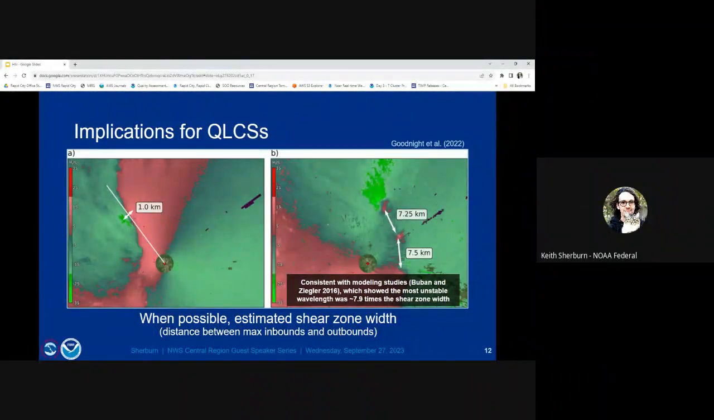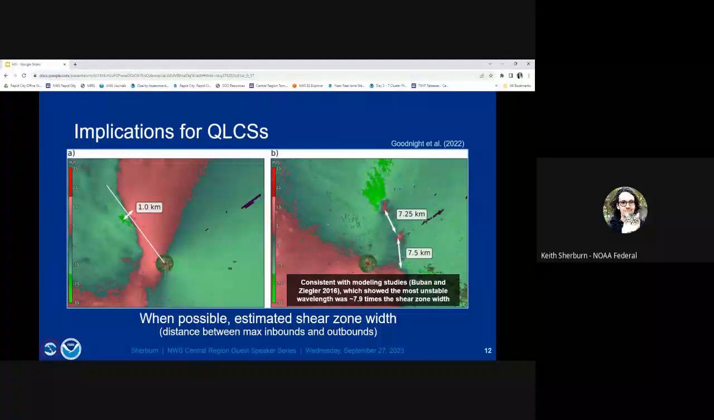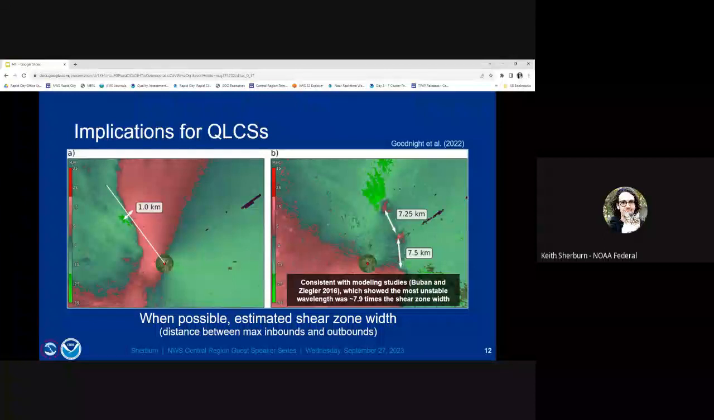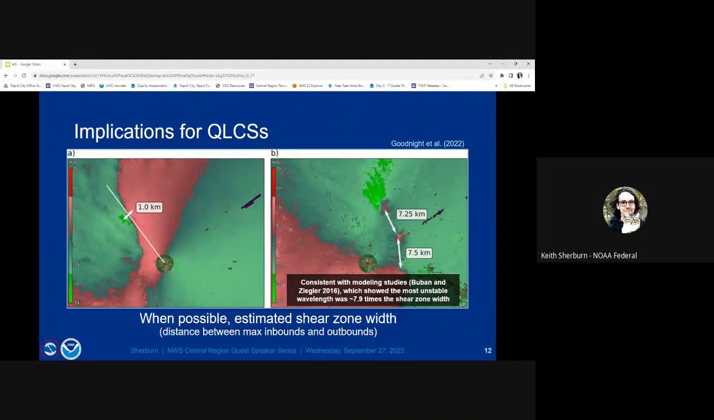So similar to Conrad and Knupp, Goodnight et al. did attempt to estimate the shear zone width in order to provide further support for the release of HSI. This was assuming that radar data was sufficient to do so. And as noted before, there was that modeling study back in 2016 that showed the most unstable wavelength was about 7.9 times the width of the shear zone, give or take a kilometer or so. And you can see this example from Goodnight et al. did have vortices spaced out at around 7 to 7.5 times that shear zone width. So pretty consistent with what you would expect from HSI release.